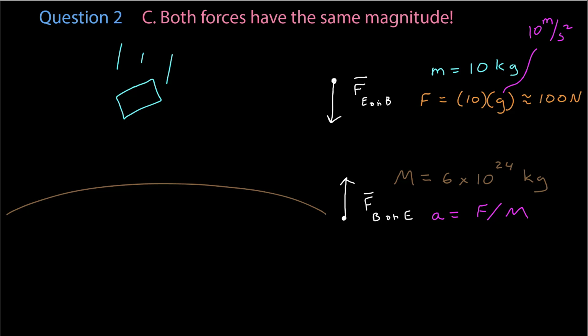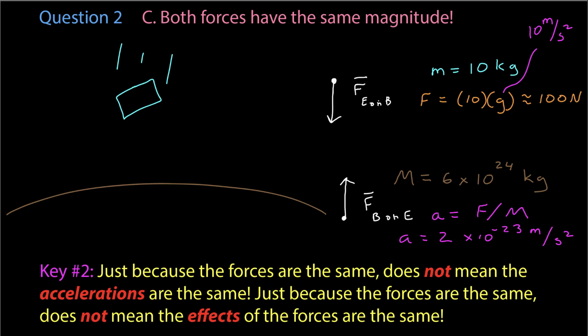However, the mass of the Earth is about 6 times 10 to the 24 kilograms. So if we calculate the acceleration, we get about 2 times 10 to the negative 23 meters per second squared. The forces they exert on each other are the same, but the accelerations are so different, which is why you didn't see the Earth do anything. So that's the key point number 2. Just because the forces are the same does not mean the accelerations are the same. Just because the forces are the same does not mean the effects of the forces are the same.